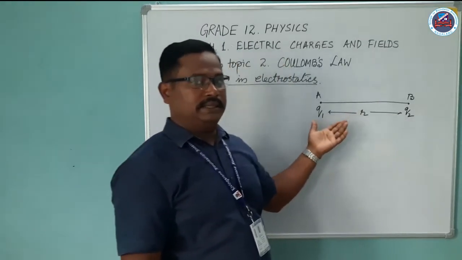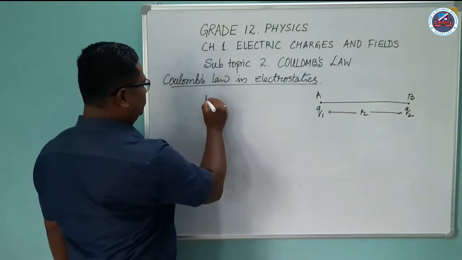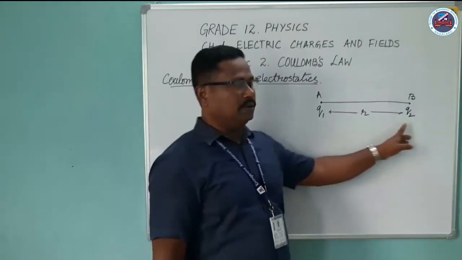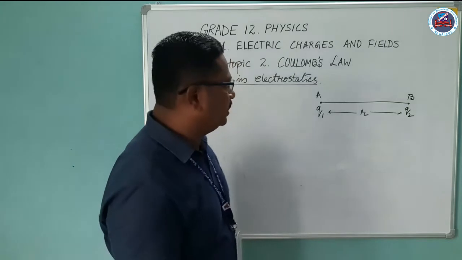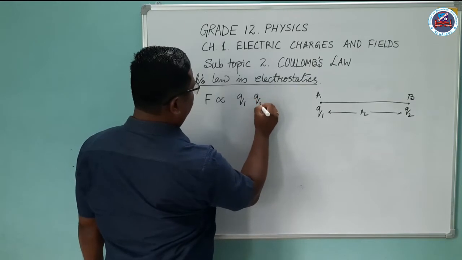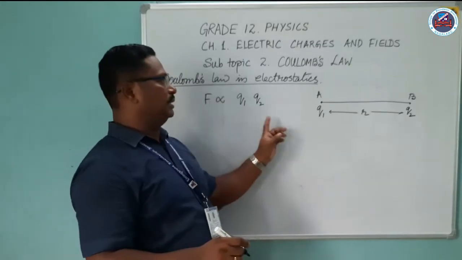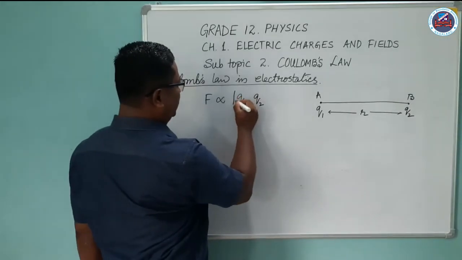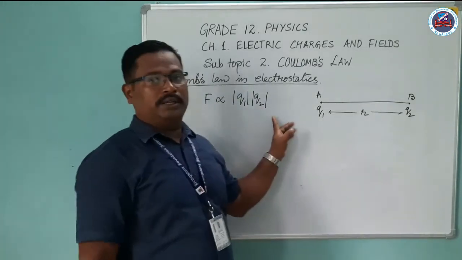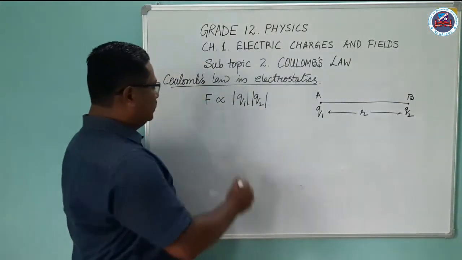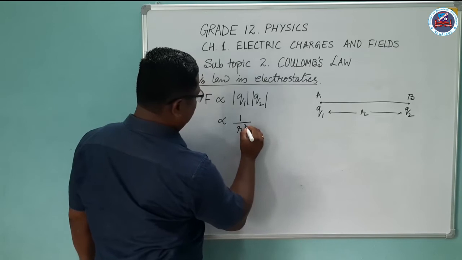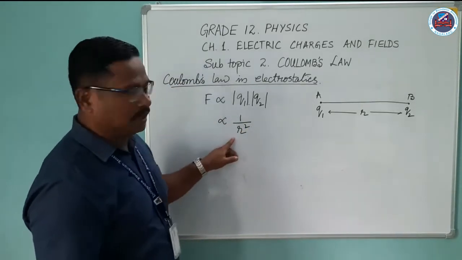So this law states like this: the force of attraction or repulsion between the two charges, Q1 and Q2, is directly proportional to the product of their charges Q1 and Q2. Here you have to remember one thing: we are not taking the sign of the charges, we are taking only their magnitudes. So we can write the product of Q1 and Q2, and it is inversely proportional to the square of their distance. Here distance is R, so I am writing 1 by R square.